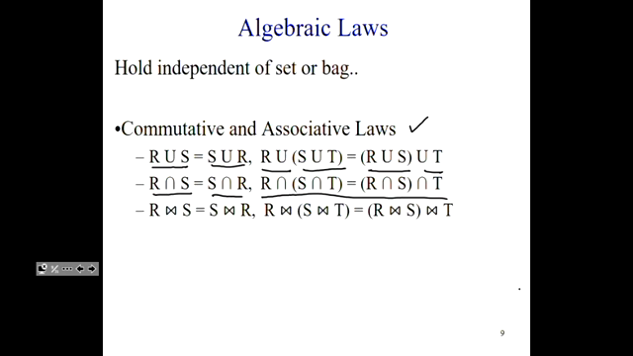Similarly, you can do the same thing for join. So R join S is the same as S join R, right? The order of the joins doesn't matter. And similarly, R join S join T is the same as R join S join T, regardless of grouping. So the order in which you do the joins is actually not important. You can do the joins in any which way you want.